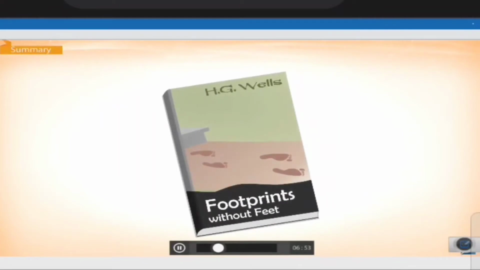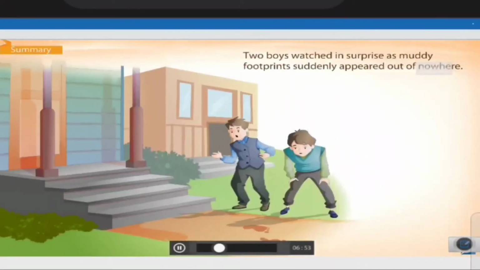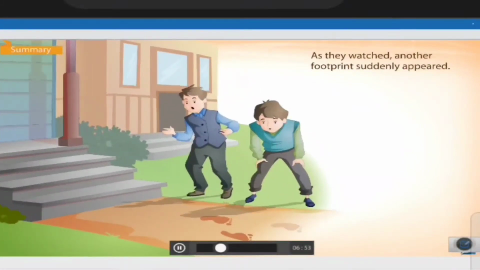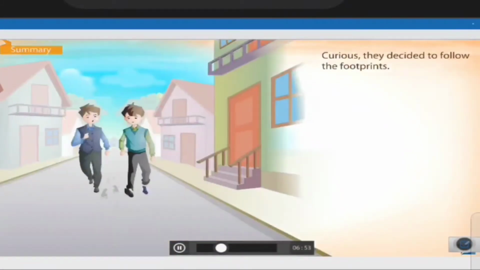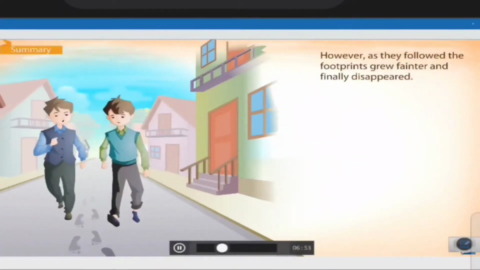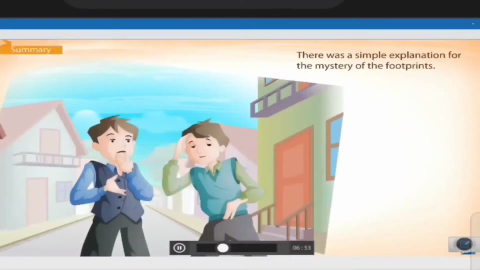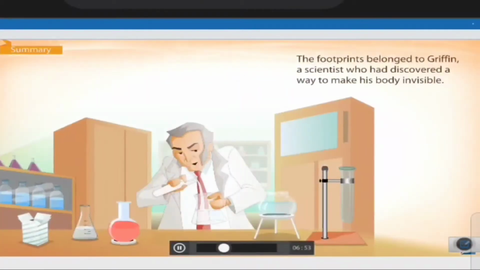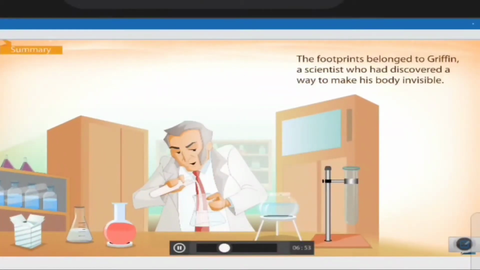Here is the summary of the story Footprints Without Feet by H.G. Wells. 2 boys watched in surprise as muddy footprints suddenly appeared out of nowhere. As they watched, another footprint suddenly appeared. Curious, they decided to follow the footprints. However, as they followed, the footprints grew fainter and finally disappeared. There was a simple explanation for the mystery of the footprints. The footprints belonged to Griffin, a scientist who had discovered a way to make his body invisible.